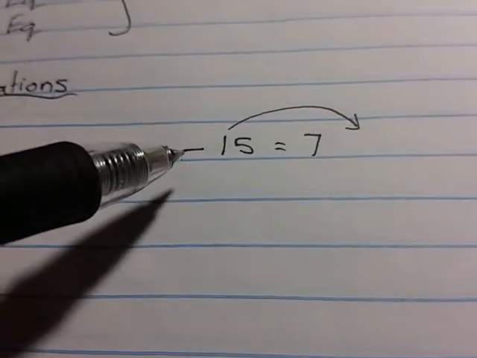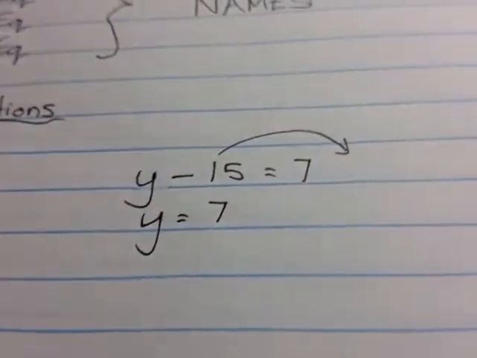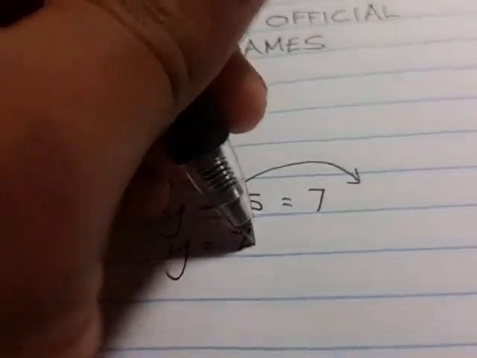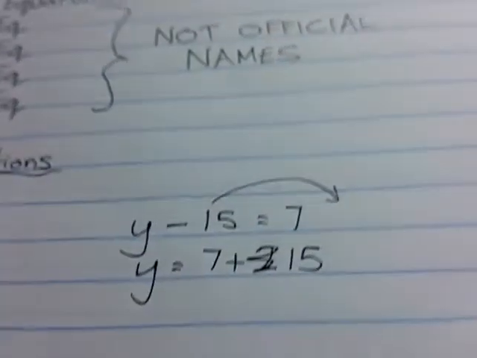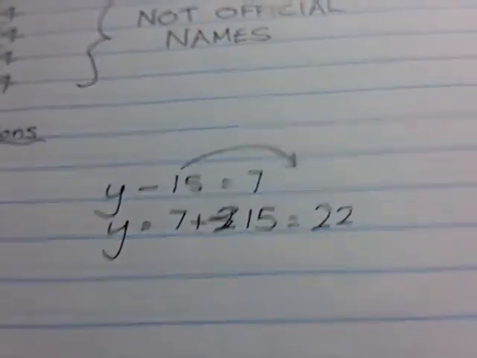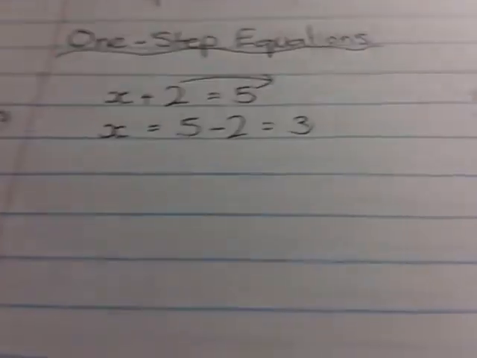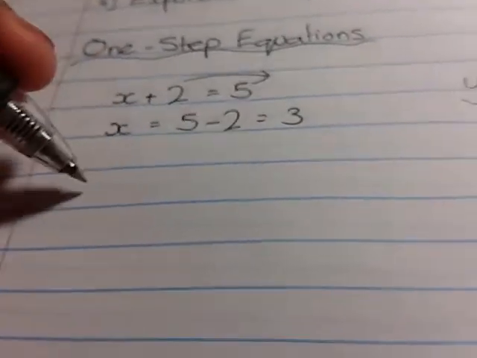So that minus 15, so you get y equals, the 7 was already there, and that minus 15, the opposite of minus, is plus. I'm jumping ahead of myself over there. So that 7 plus 15, which gives you an answer of 22. And that's that one solved. Let's cover the other ones while we're here.